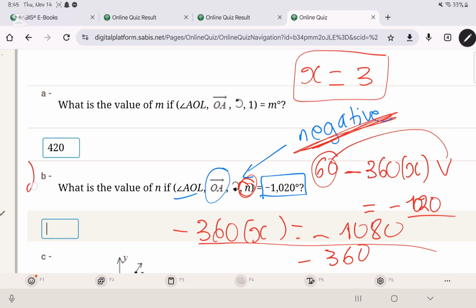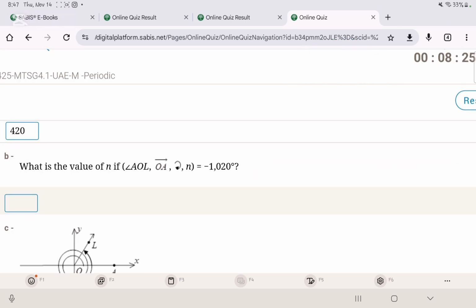Now, this is why I'm saying part B is wrong, because in the answers they say X is 2. No, X is actually 3. So it does 3 full rotations in the clockwise direction for it to reach minus 1020, okay?